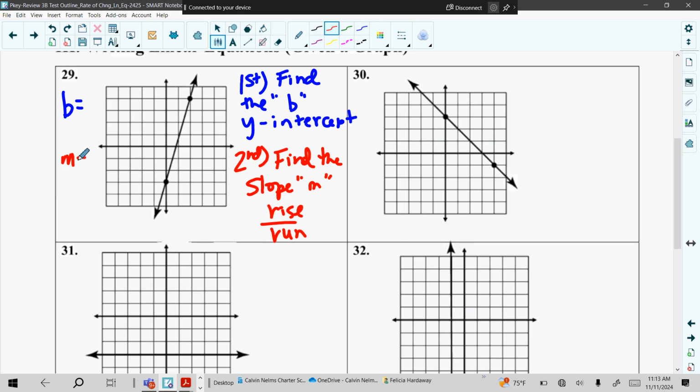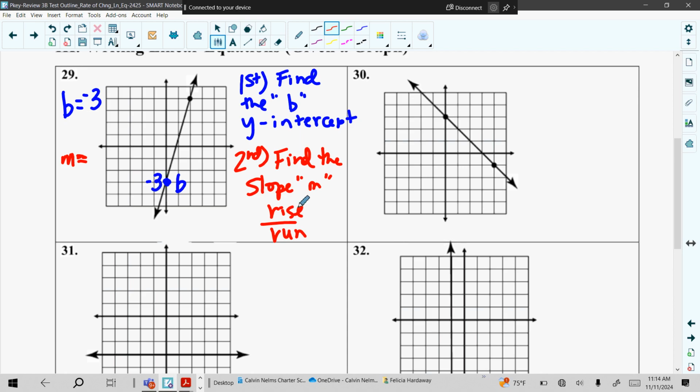If you're given a graph, first find the b, which is the y-intercept. That's where the line crosses the y-axis. So if I'm looking at this graph here, I can physically see right there, 3. Yes, our b happens at a negative 3. So b equals negative 3.